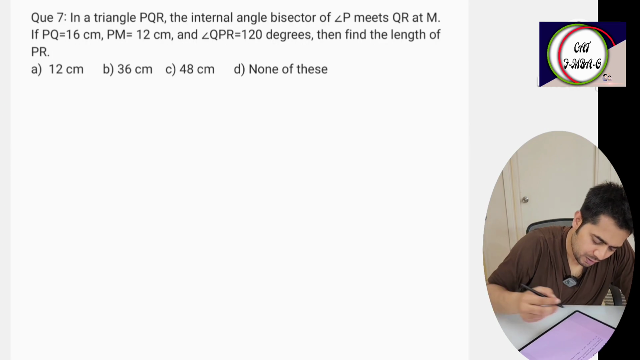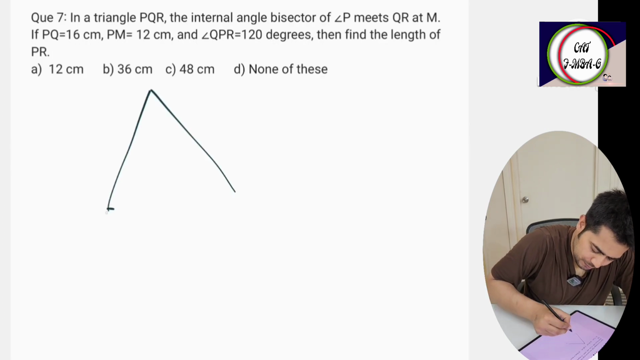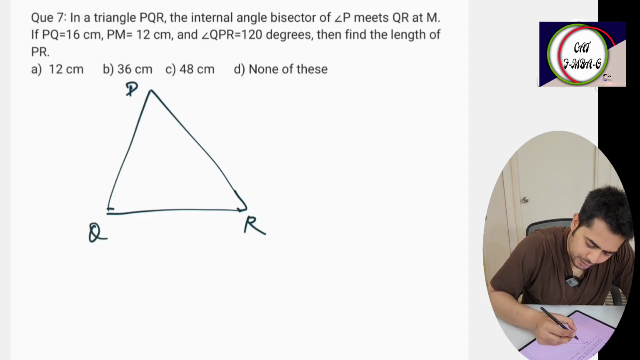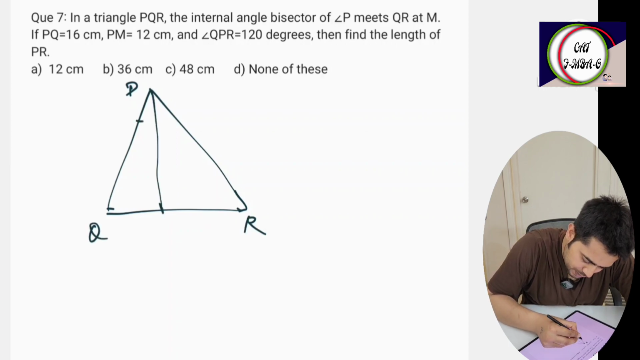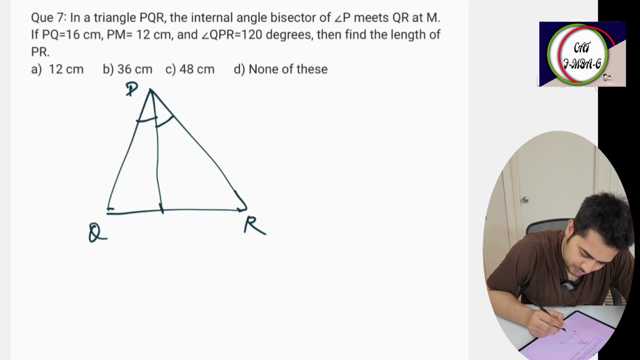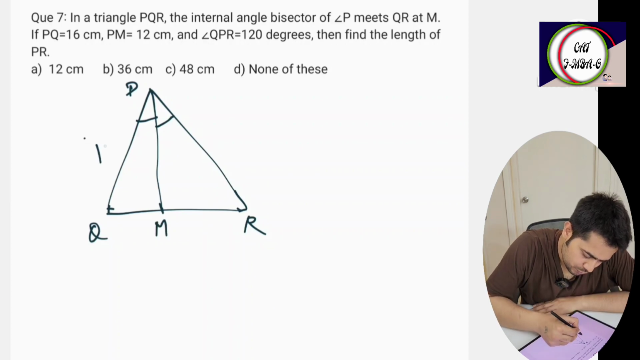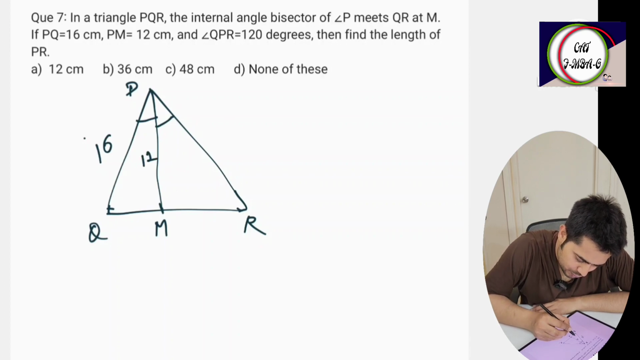Question number 7. In a triangle PQR, internal angle bisector of P meets QR at M, and PQ is equal to 16 and PM is equal to 12. QPR is equal to 120 degrees. So this is 60 degree, this is 60 degree. Find the length of PR. We have to find out PR.